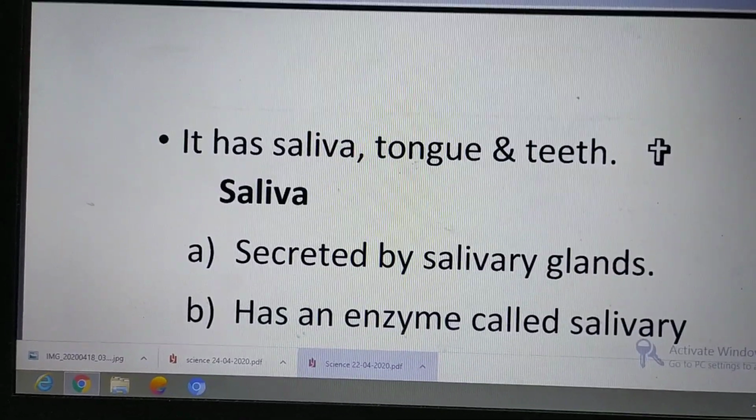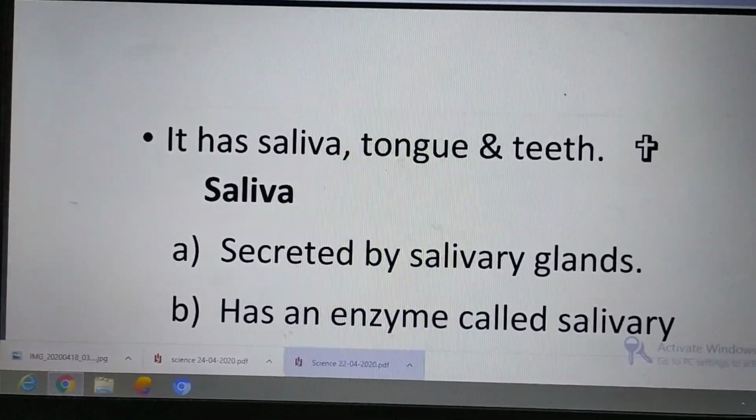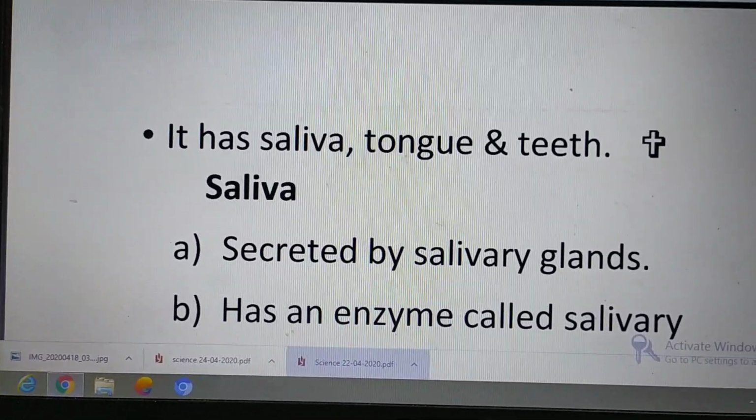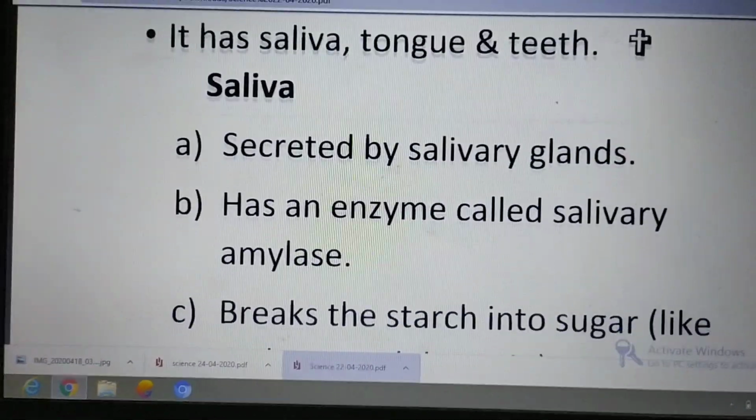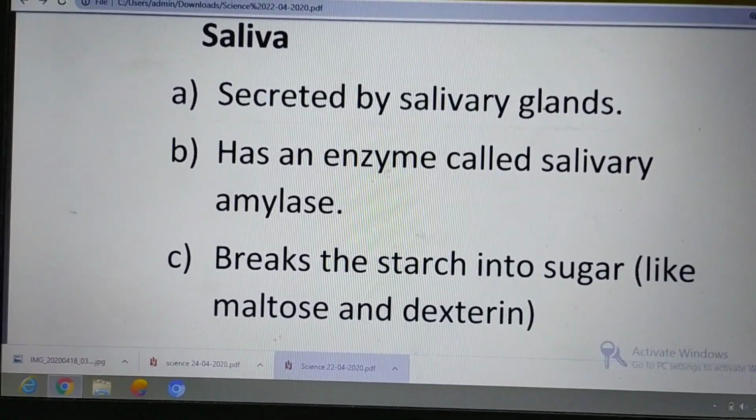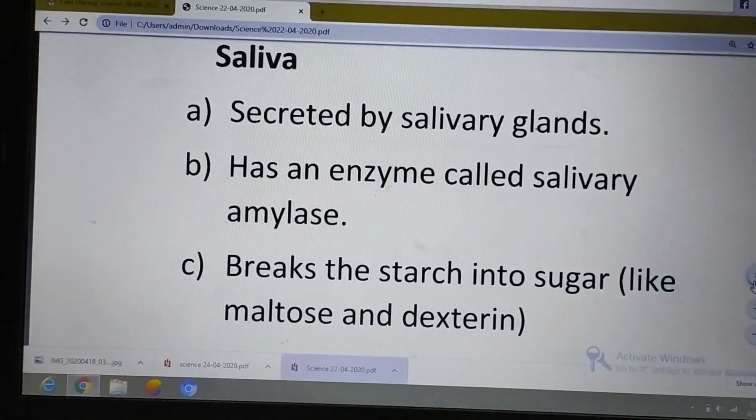And what is there in the mouth? There is some liquid-like thing in the mouth that is called saliva. There is the tongue and there are teeth. We will be discussing saliva first. There are functions of the saliva. There are 4 functions of the saliva.